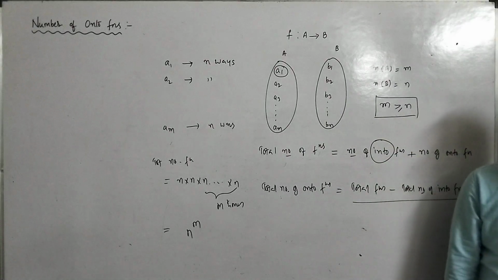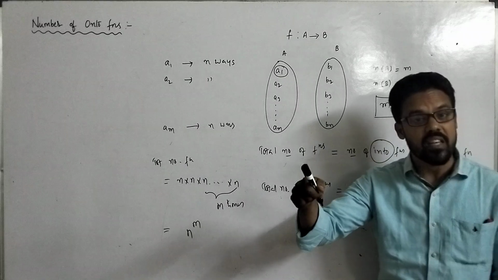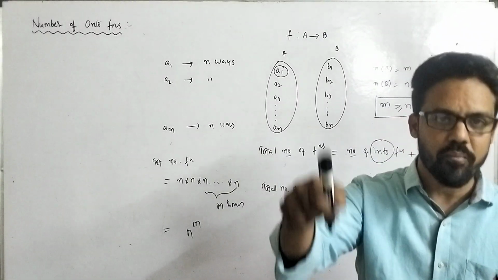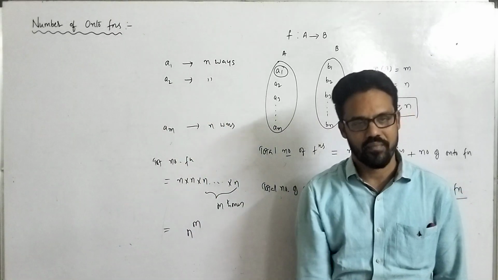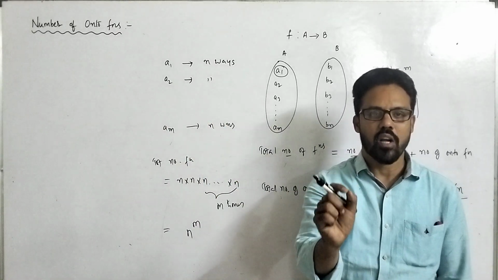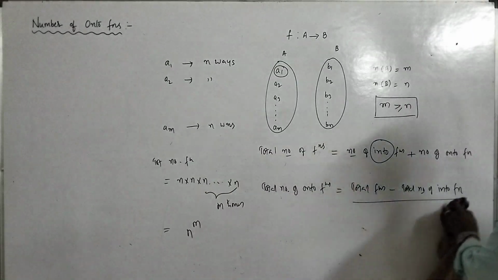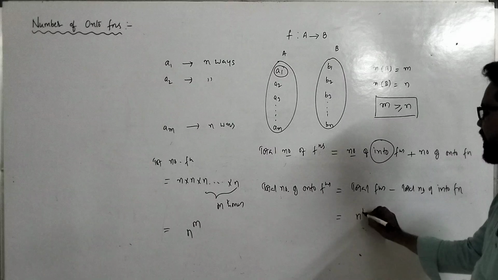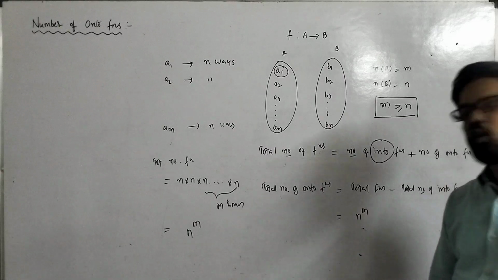Hence, for a set A containing m elements and a set B containing n elements, the number of functions from set A to set B is n power m. That is the formula for finding the functions. Therefore, this will be n power m. You keep it like that. Understand? Now I am going for into function.